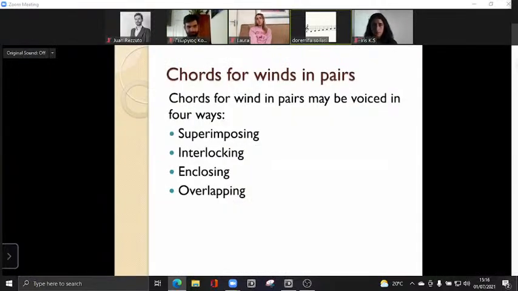These are the chords for winds in pairs. So, for example, if we have two flutes, two oboes, two bassoons, two clarinets, when they are in pairs, chords for winds in pairs may be voiced in four different ways. The first one is superimposing, the next one interlocking, the next one enclosing, and overlapping. Now we will see one example of each of these voicings.